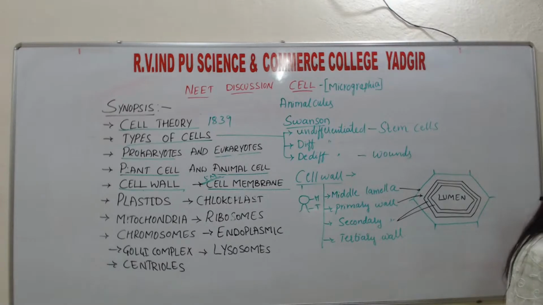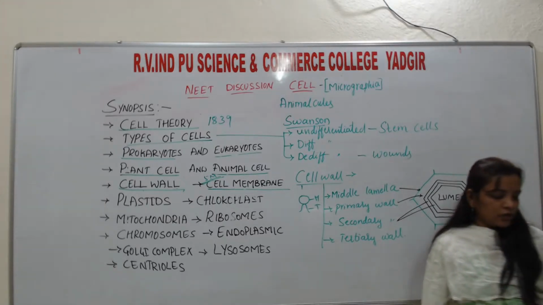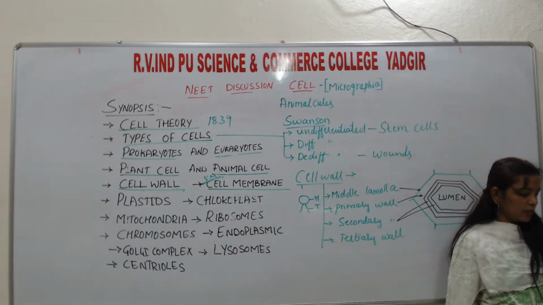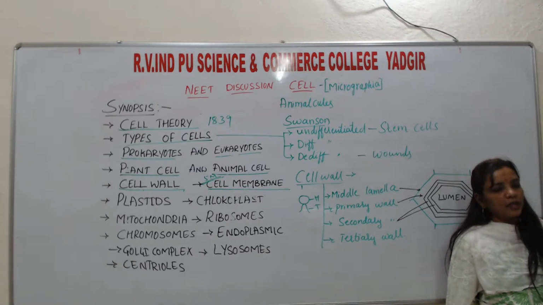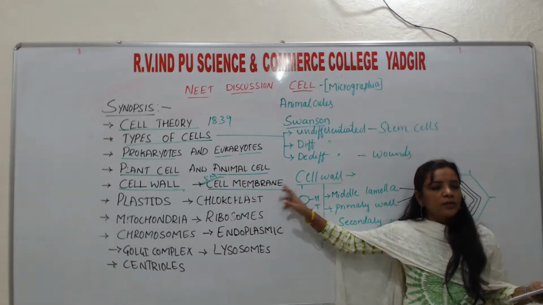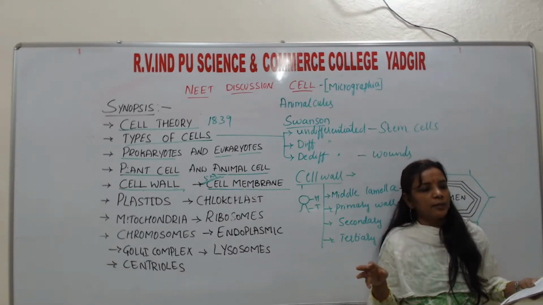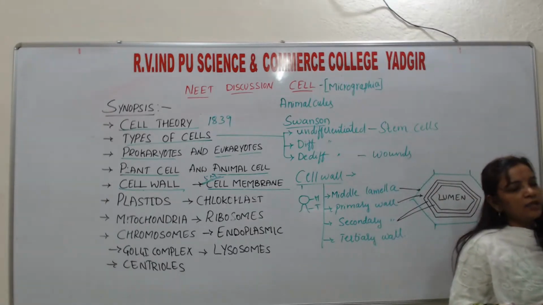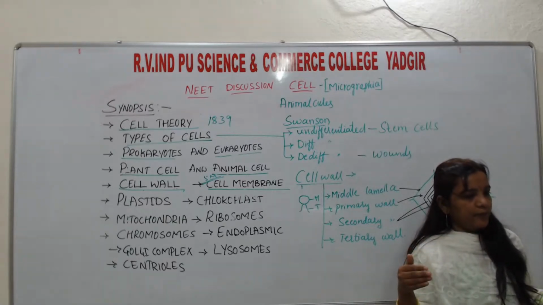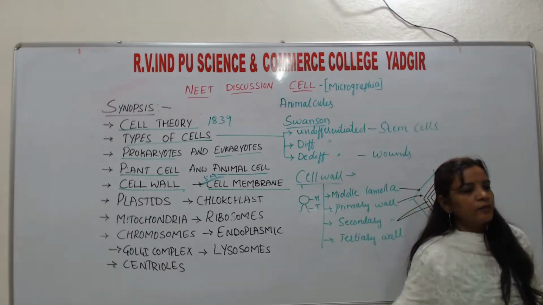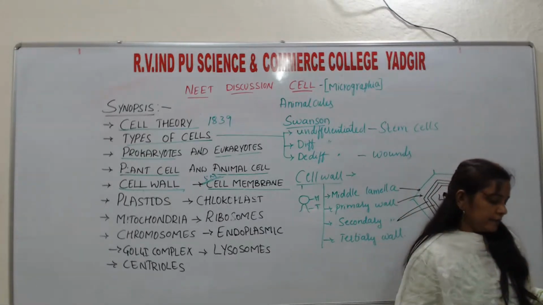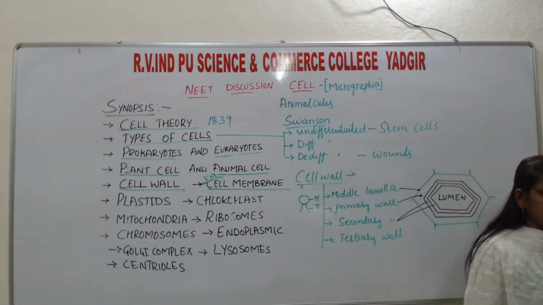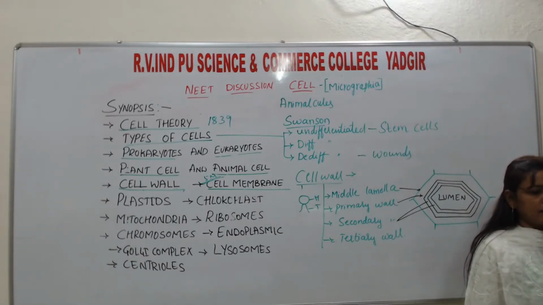So the fluid nature of the membrane is also important. There are two types of protein, extrinsic protein as well as intrinsic protein. The cell membrane is also made up of protein. Extrinsic protein means the protein which is present at the periphery, on the peripheral side. 30% of total protein is peripheral.